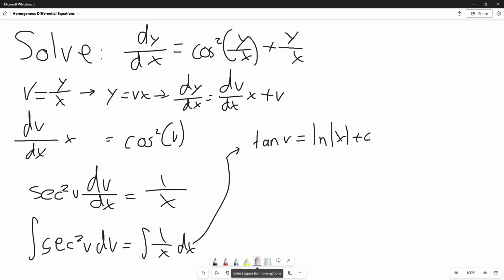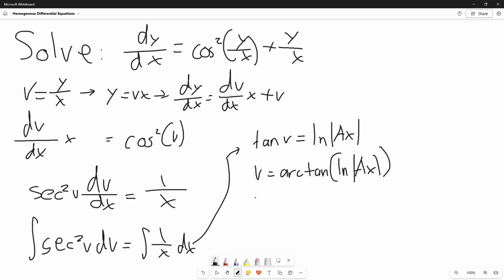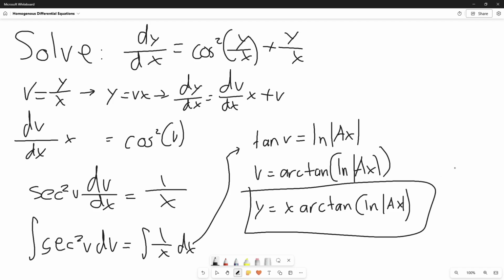And we can do the same thing we did earlier. Change this c into ln absolute value of a, and then move it to x. So it turns into this. And then now we have v equals arctan of ln ax. And then now we substitute v with y over x, so y equals x arctan of ln of a times x. And that's your final answer for this problem.